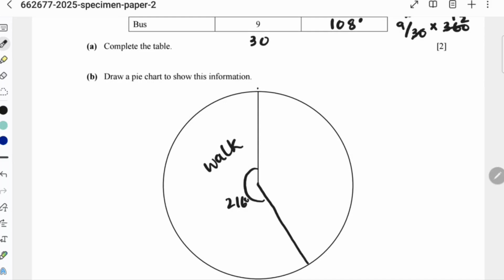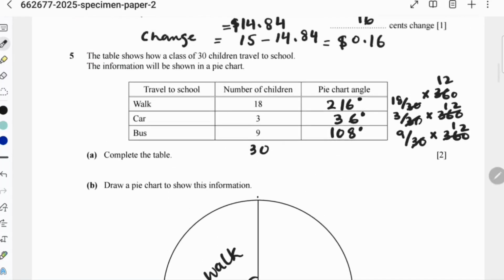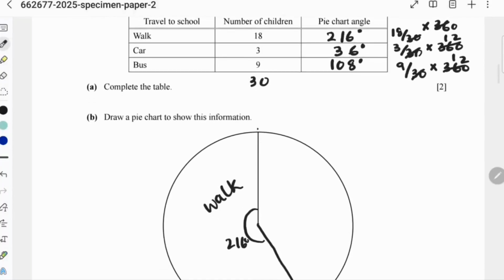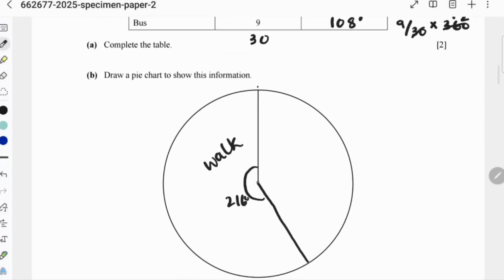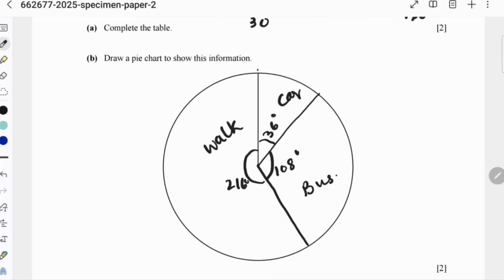Label it always in your diagram. If they're asking you the percentage, then label the percentage also. So 36 degrees is your car. And the last one, 108 degrees, is the bus. Okay, do it. Measure it accurately with the help of the protractor.